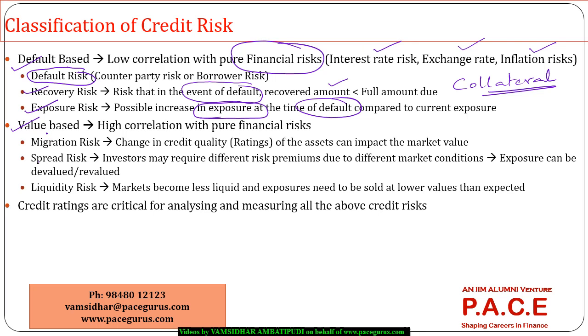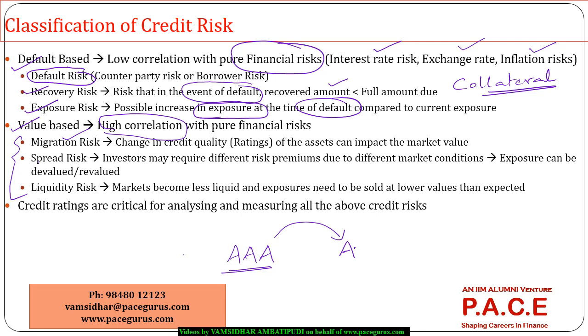Then the next category of the credit risk is the value based, which we generally find are highly correlated with the pure financial risk, whether it is interest risk or exchange rate risk or even the inflation based risk. Within this, we see again three different kinds of risks. One, the migration risk. Here the party is not defaulting, but there is a change in the credit quality. Let's say a AAA rated issuer now has got a credit rating of A, which means there is a downgradation of the credit rating.